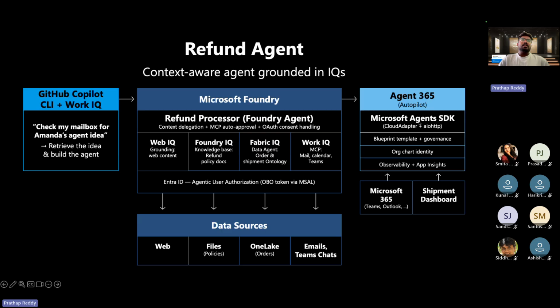And this is how Agent 365 is connected. We have M365, Teams, Outlook, and the shipment dashboard. These are in the refund agent, where we can understand every layer: what exactly Web IQ is, what exactly Foundry IQ, Fabric IQ, and Work IQ are. So how you are going to use them, you can understand everything and refine your agent with the other governed IQs.